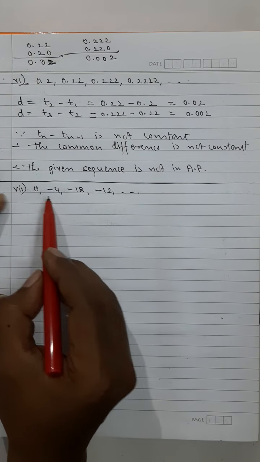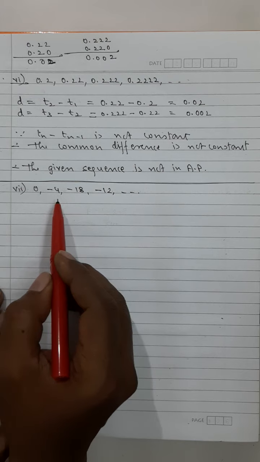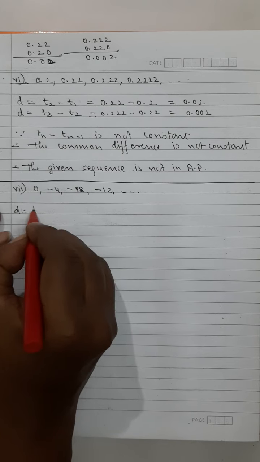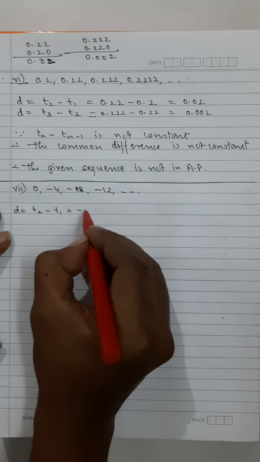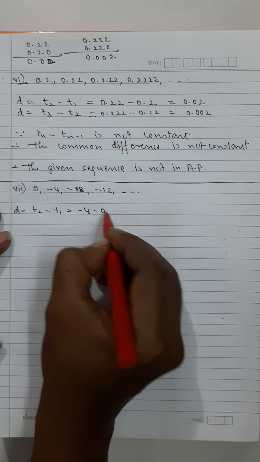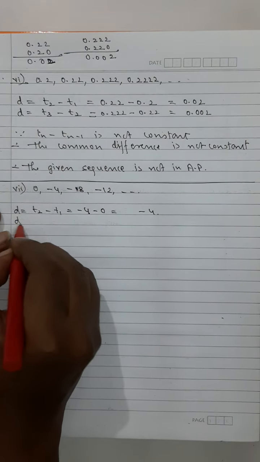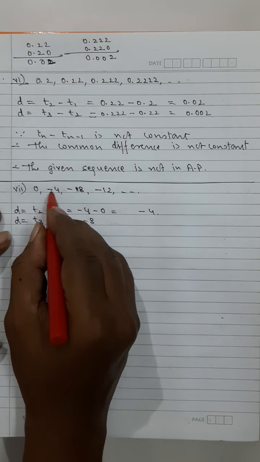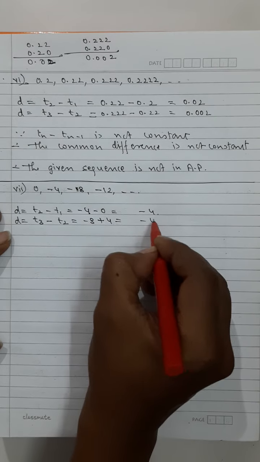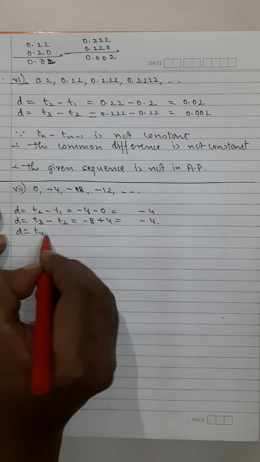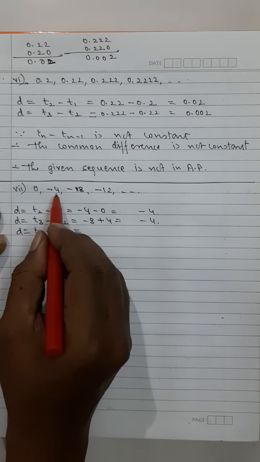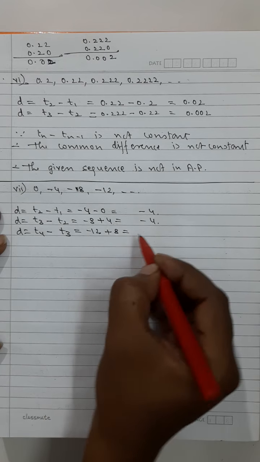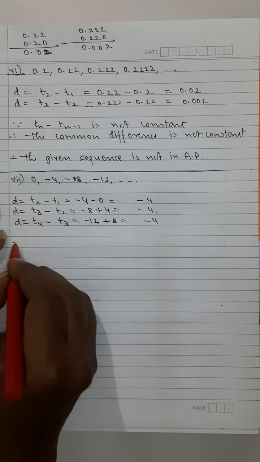Right? With this we go to question number 7, that is 0, minus 4, minus 8, minus 12 and so on. It is very obvious that it is going on reducing by 4. So here again d is equal to T2 minus T1. T2 is minus 4 minus 0, that is equal to minus 4. Again d is equal to T3 minus T2. T3 is minus 8 minus minus 4, this will still give you minus 4. d is equal to T4 minus T3, minus 12 minus minus 8, this will still give you minus 4.